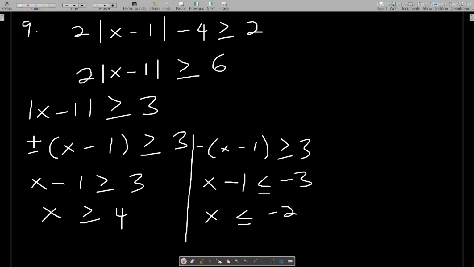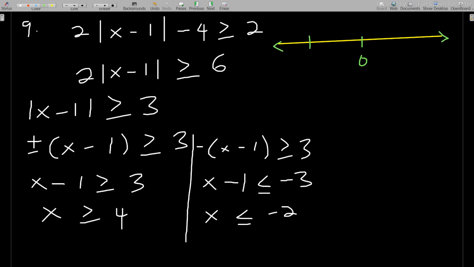Now since this was a positive, you will see that we'll have a different solution. So you draw your number line like that. Always check this because sometimes it is confusing. Then 0, and I have my negative 2 here, and I have my 4 here.